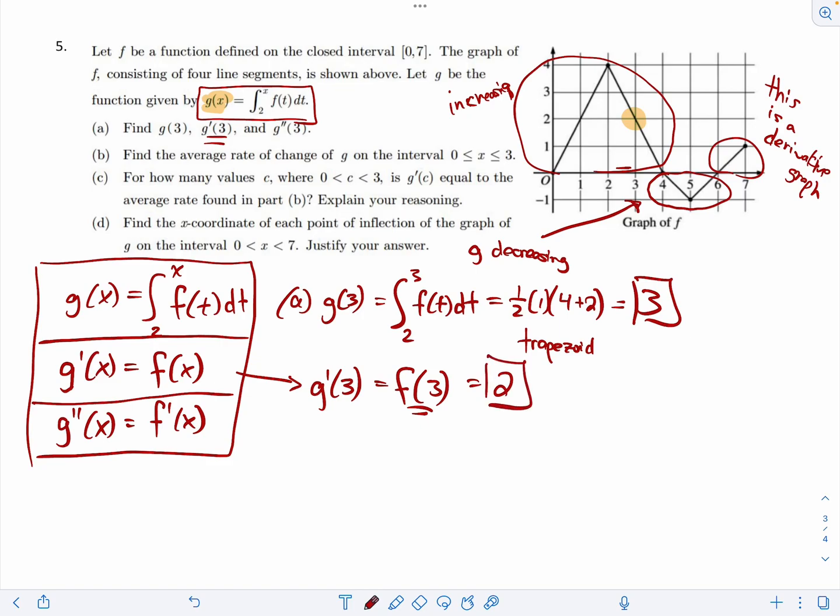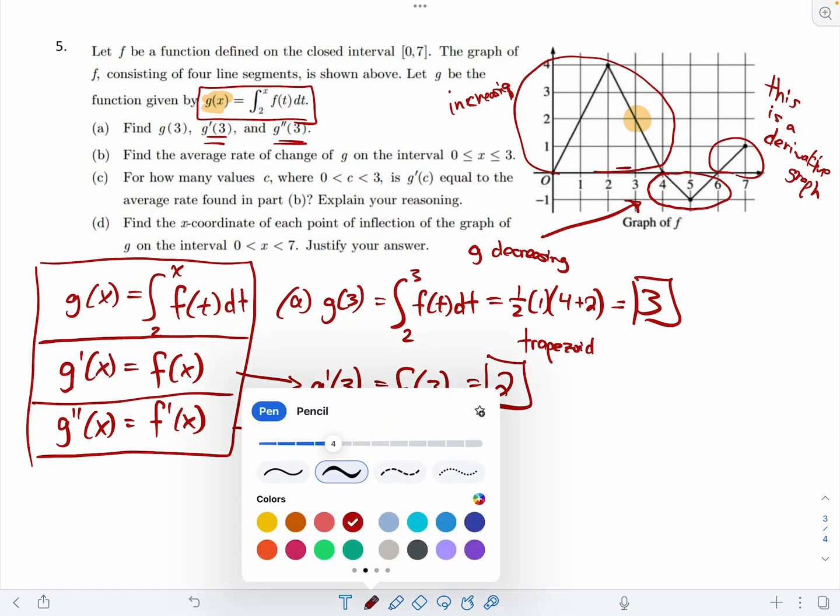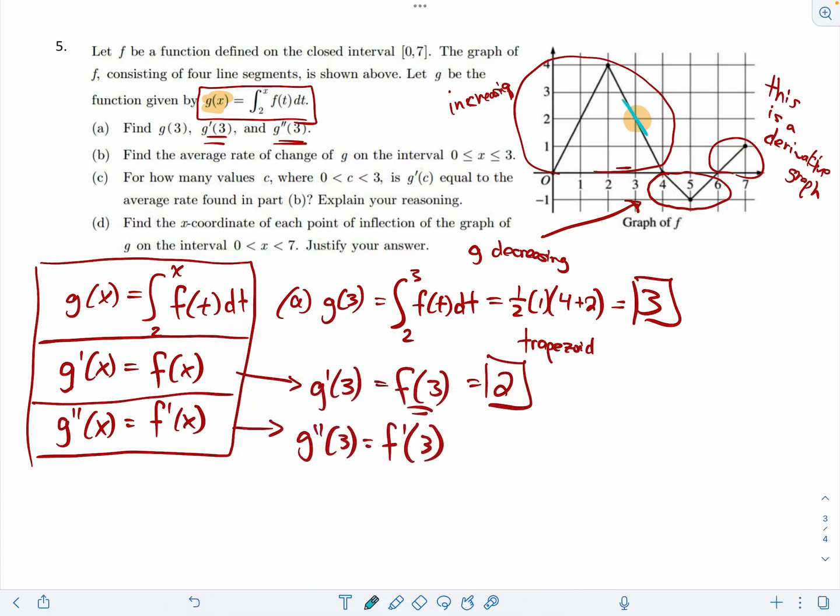And then the third thing we want is G double prime of 3. That is also known as f prime of 3. Now we look at that graph, but now we look for the slope of the tangent line at 3. I shouldn't have erased that. I'm not looking at the value of the point, I'm looking at the slope. What is the rise over run? It's 2 over and 1 down, I think.